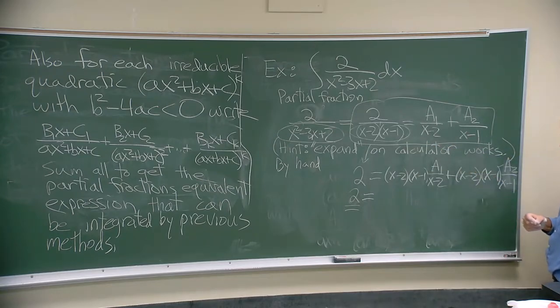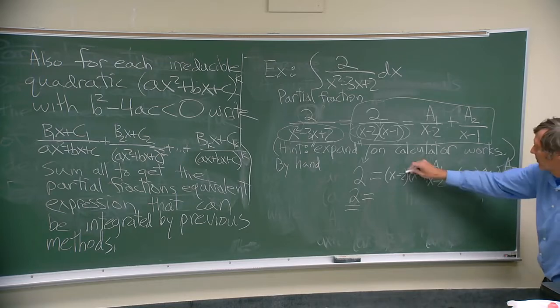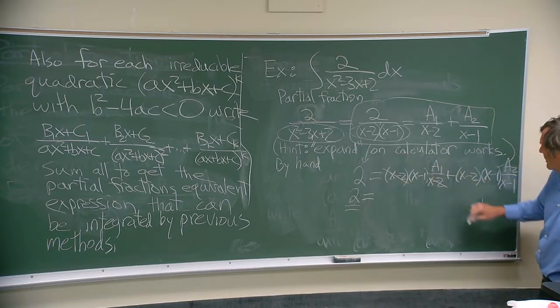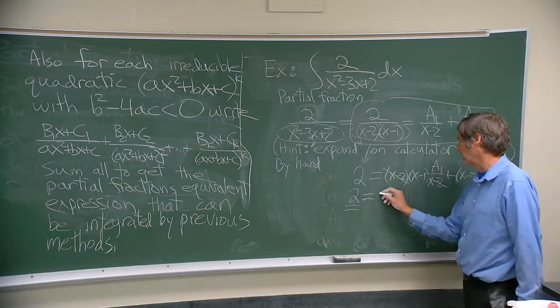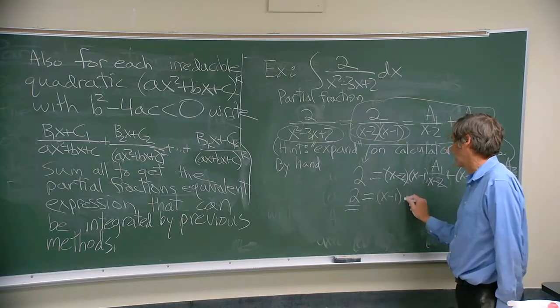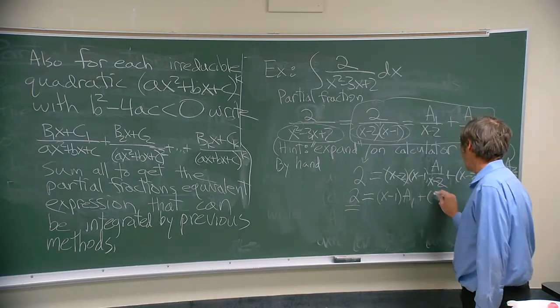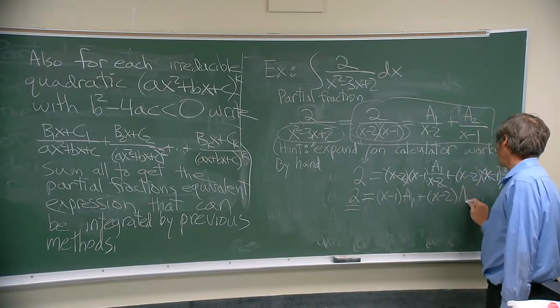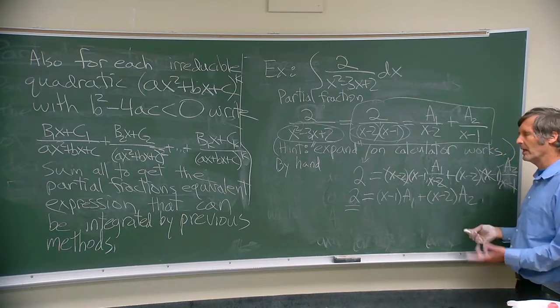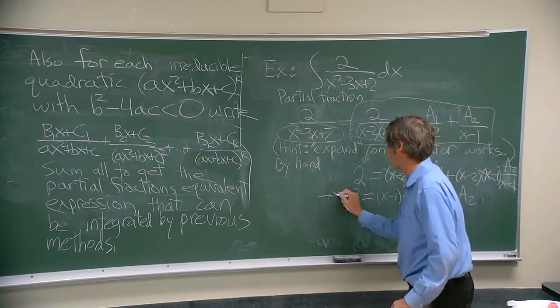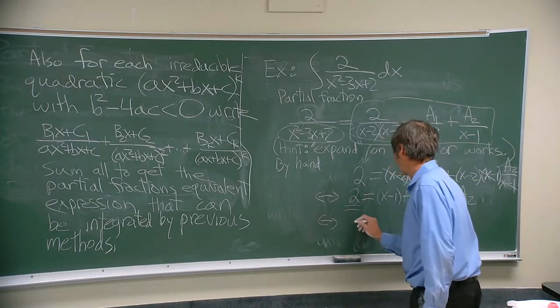So I multiply both sides of this through by x minus 2 times x minus 1. And I get this. Now I'm going to notice that the x minus 2's cancel and the x minus 1's cancel here. So what I've got is 2 equals x minus 1 times A1 plus x minus 2 times A2, right? Now I'm going to multiply out and group like terms.